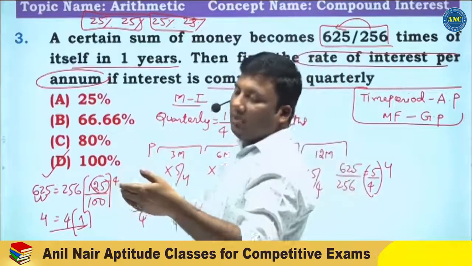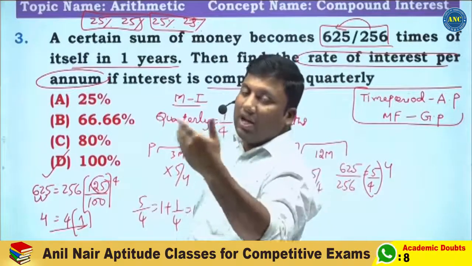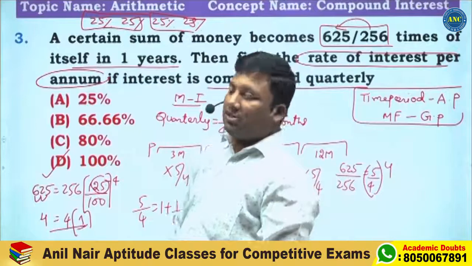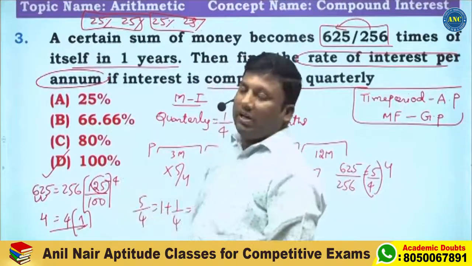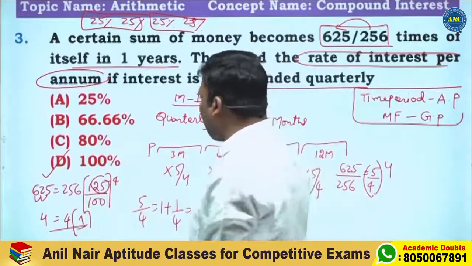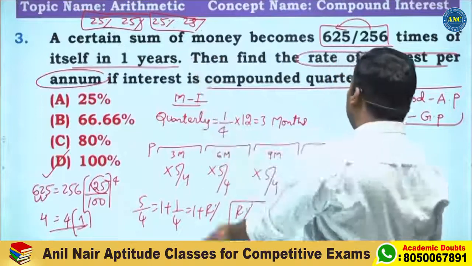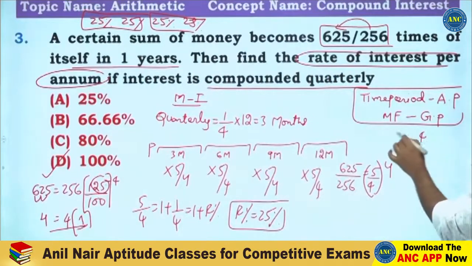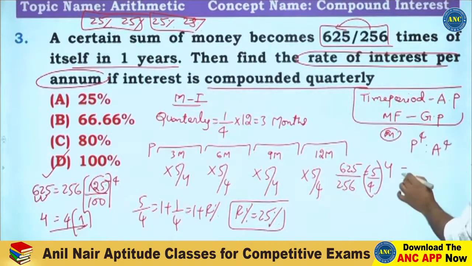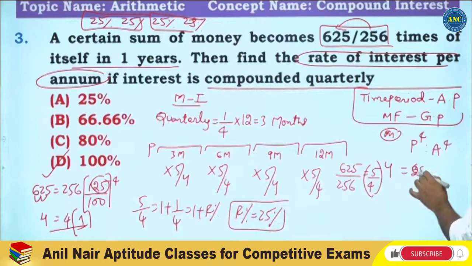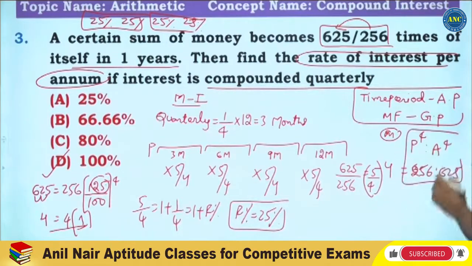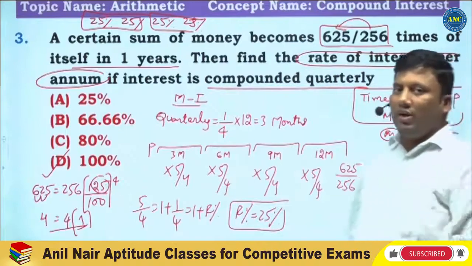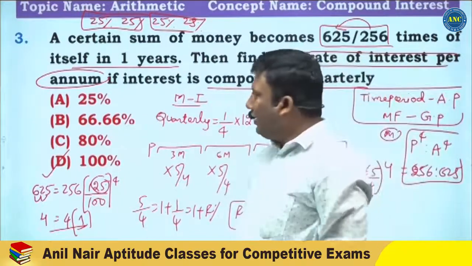Per annum it is 12 months, quarterly it is 3 months. So n represents the number of times the compounding is done, so it is power 4. By the digital sum approach or the multiplication factor approach, it becomes P power 4 is to A power 4, which is 256 is to 625. One is done horizontally, another vertically. I hope the idea is clear.